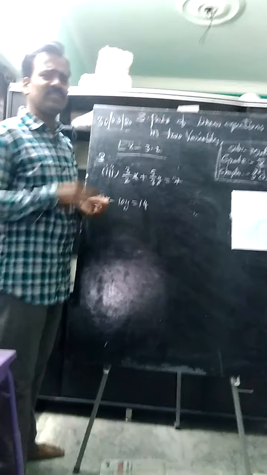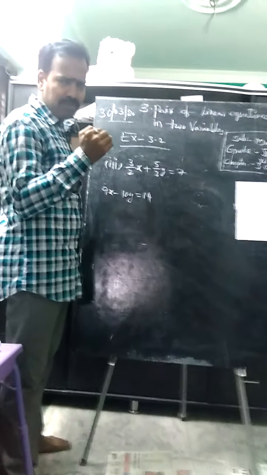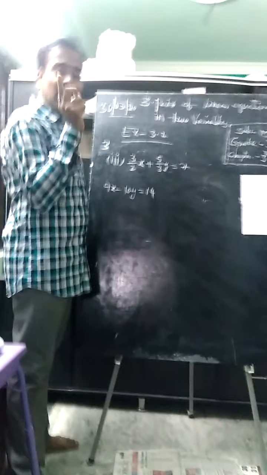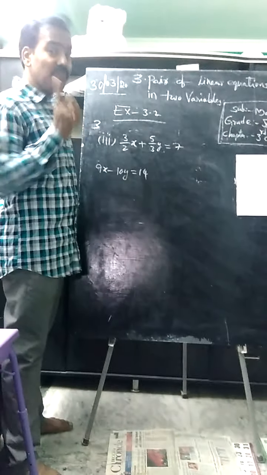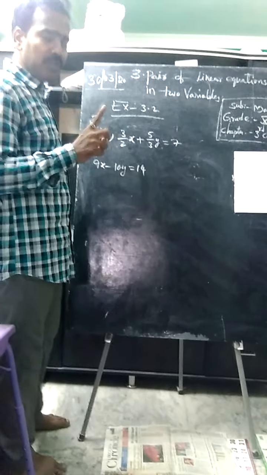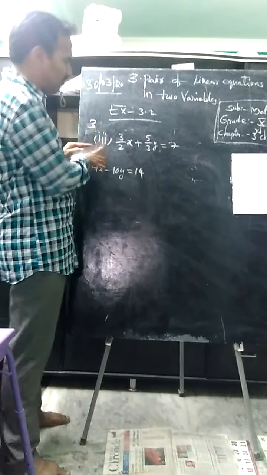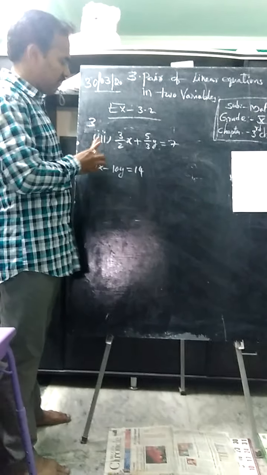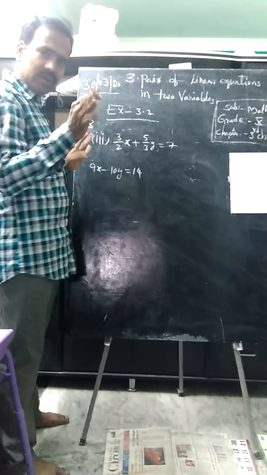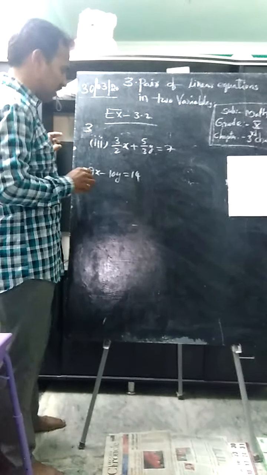Consistent means only two conditions. If a1 by a2 is not equal to b1 by b2, unique solution, consistent. If a1 by a2 equals b1 by b2 equals c1 by c2, infinitely many solutions, consistent. If a1 by a2 equals b1 by b2 not equal to c1 by c2, inconsistent, as we discussed. In third bit I will explain one problem, and the rest you do as homework, which you will get as a home assignment today.